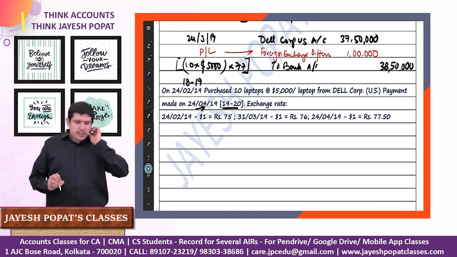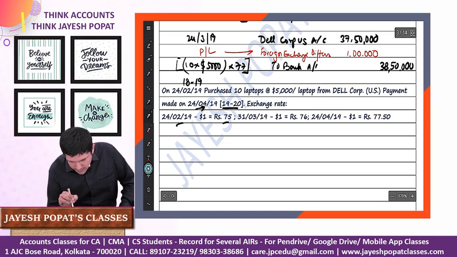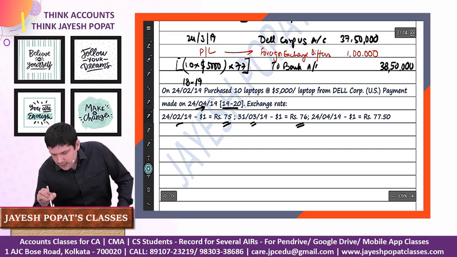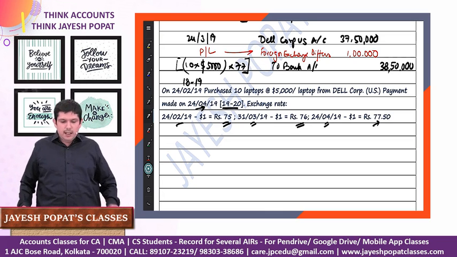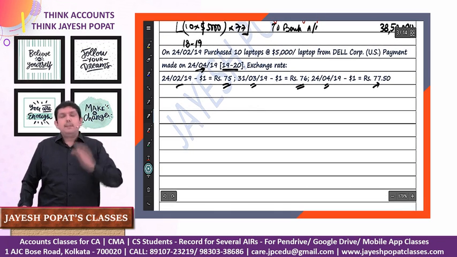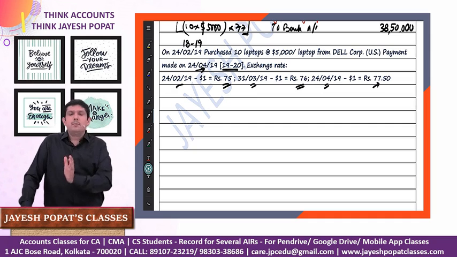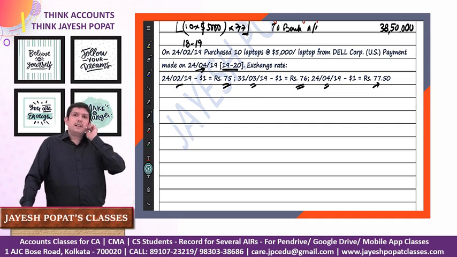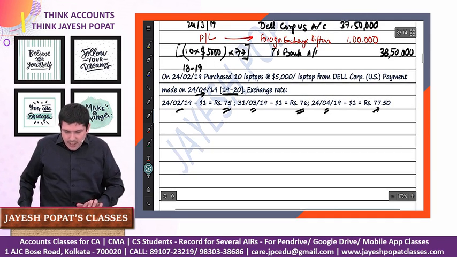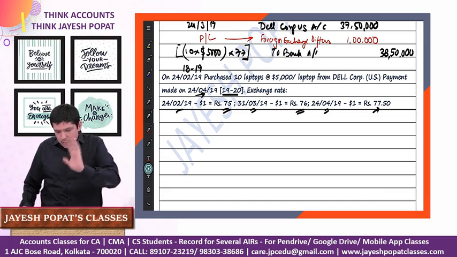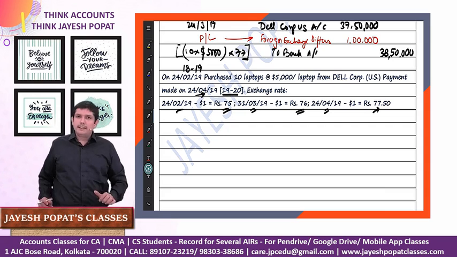The exchange rate on the date of purchase was 75. The exchange rate on 31st of March is 76 and the exchange rate on the date of payment is 77.50. Now let us see how we deal with this. And please remember, we are doing this treatment considering that we have chosen the normal route, we have not chosen the route available under 46 or 46A. And here we don't have any long-term monetary item as well, right? Therefore, 46A is not available as well.